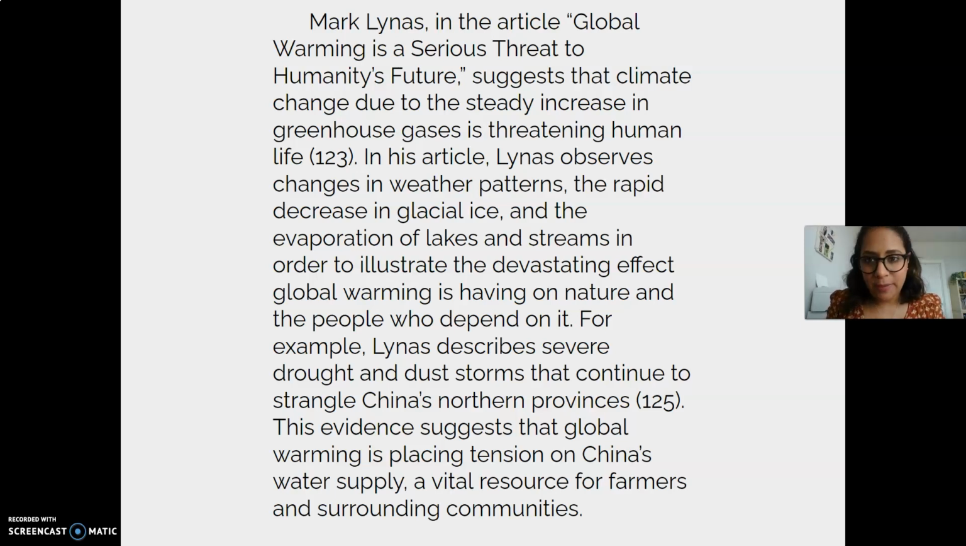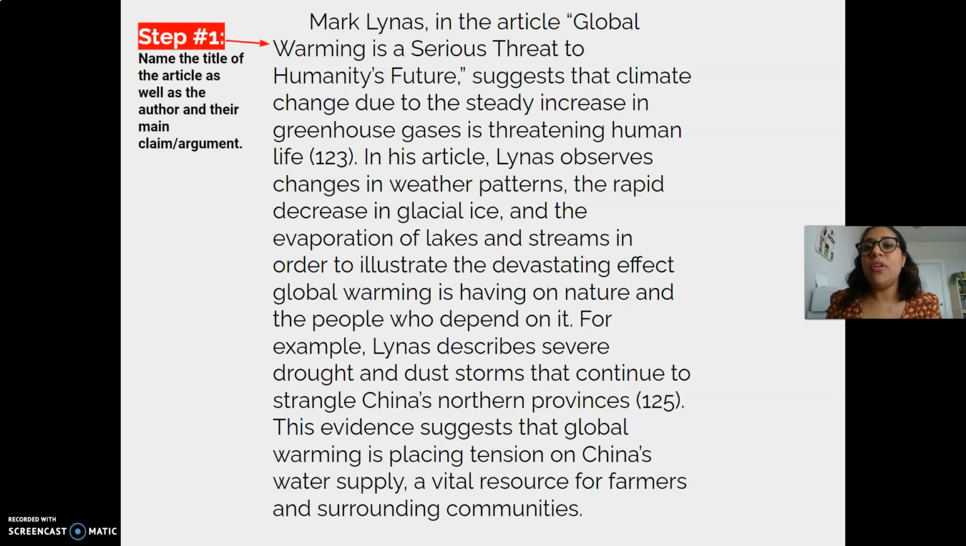So here's a student response. Mark Linus in the article Global Warming is a Serious Threat to Humanity's Future suggests that climate change due to the steady increase in greenhouse gases is threatening human life. Think to yourself, what is the writer doing in this first sentence that lines up with the steps that I just went through? If you thought to yourself that the writer names the title of the article as well as the author and the author's main claim or argument, then you are correct.